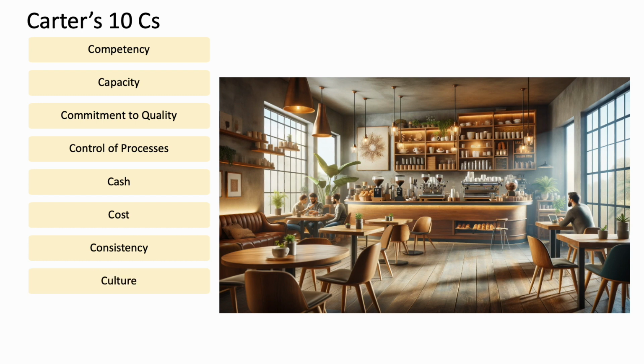Culture. The supplier should share similar values and business practices with the coffee shop, aiding in a smooth partnership. Clean. Especially relevant for food and drinks, the supplier must adhere to environmental standards and laws to avoid fines and protect the coffee shop's reputation. Communicate. Effective communication channels are crucial. The coffee shop and the supplier must agree on how they'll share information, including orders and feedback. Each of these C's helps the coffee shop ensure they choose the right coffee bean supplier, setting up a successful and reliable supply chain.